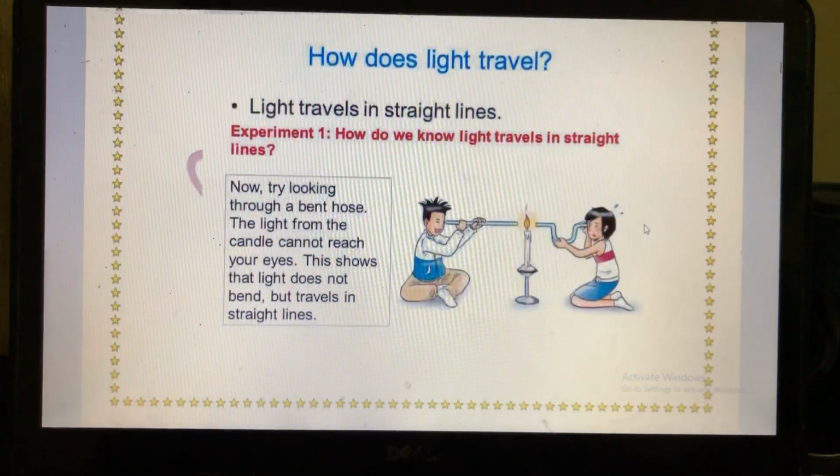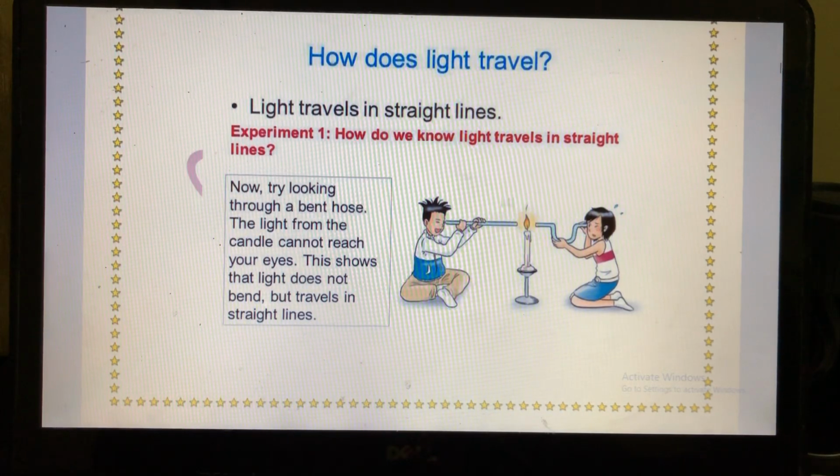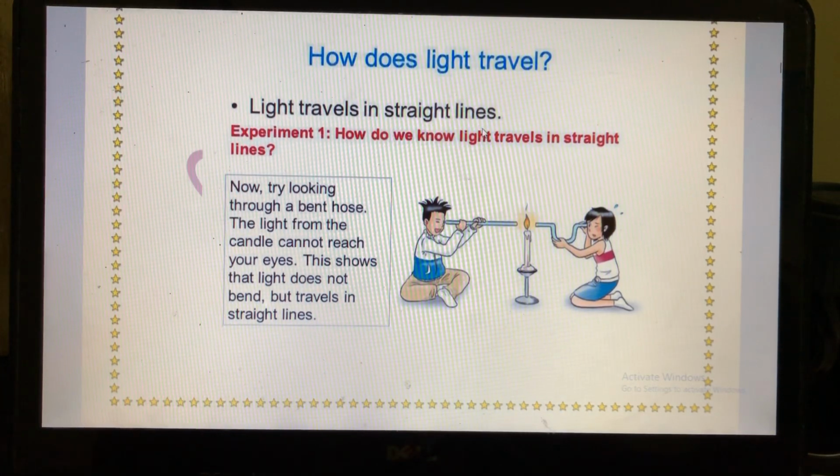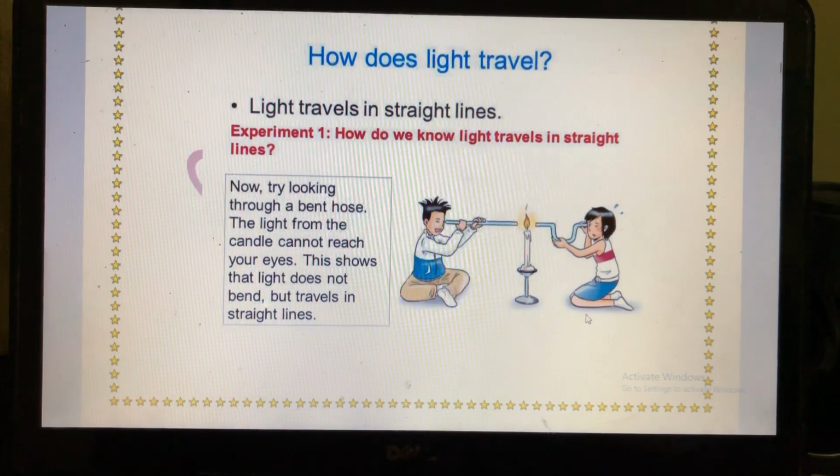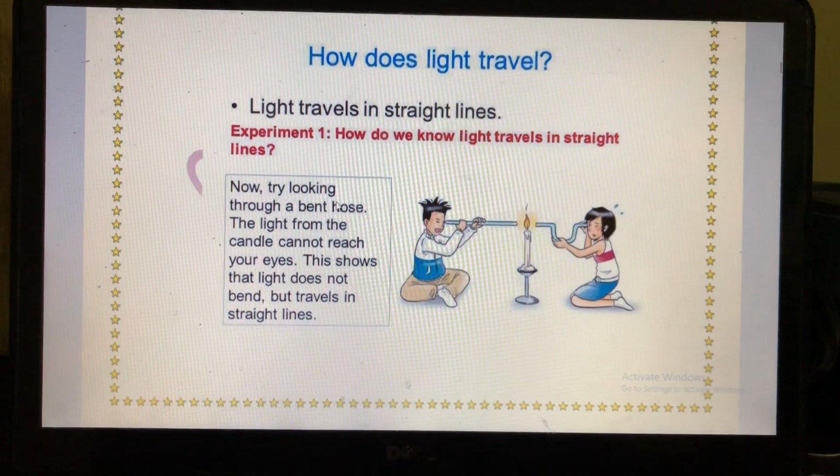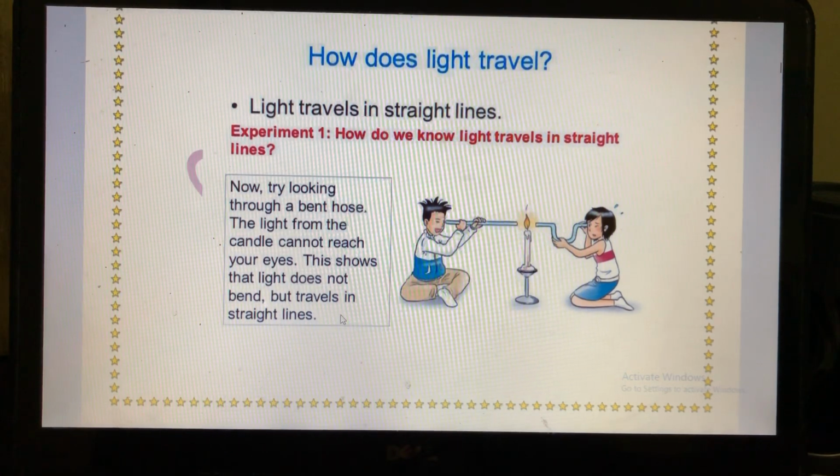How does light travel? Light travels in straight lines. Experiment: how do we know light travels in straight lines? Look at this picture. Now try looking through a bent hose. The light from the candle cannot reach your eyes. This shows that light does not bend but travels in straight lines. You can try this activity at home.